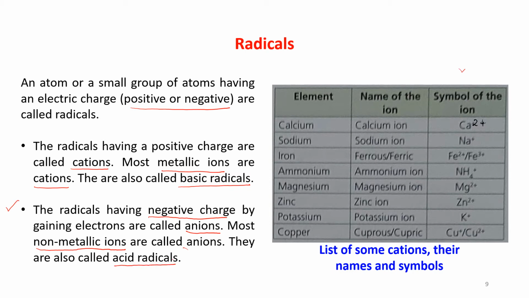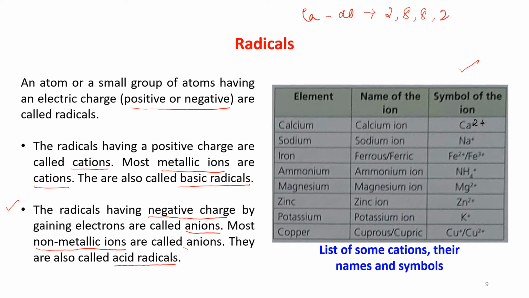See here, list of some cations. Their names and symbols are given in this table. Calcium, the name of its ion is calcium ion. What is the atomic number of calcium? Calcium is having the atomic number 20. How will you break it? 2, 8, 8, 2. It is having 2 electrons in its outermost orbit.